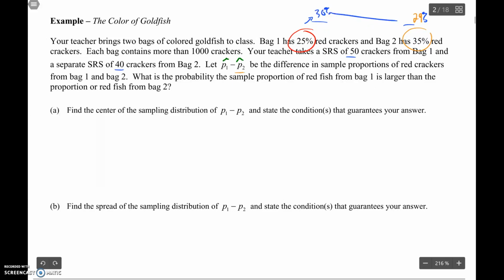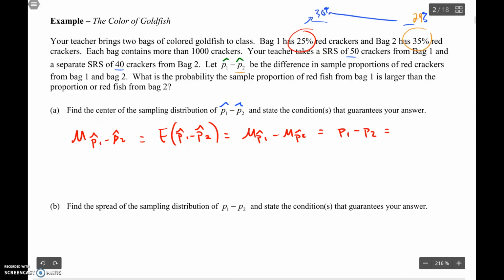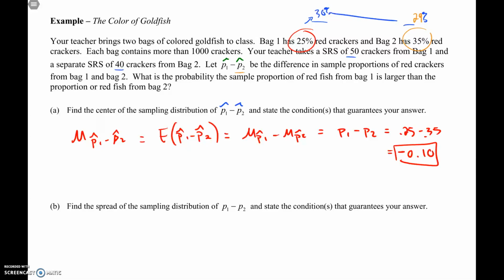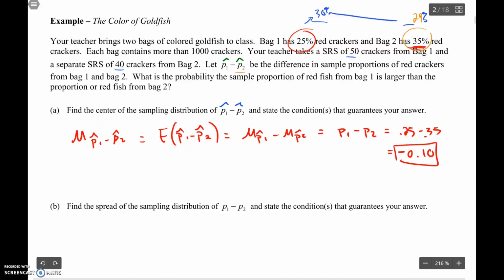So first, let's find the center of the sampling distribution of p hat 1 minus p hat 2, the mean of p hat 1 minus p hat 2, or to use my earlier notation, the expected value of p hat 1 minus p hat 2, is simply the mean of p hat 1 minus the mean of p hat 2, which is simply P1 minus P2, the difference in the true proportions. It's simply 25% minus 35%, which is negative 10%. This is not, like I told you, rocket science. This is just common sense, right? On average, this bag is going to have 10% more red than this bag.